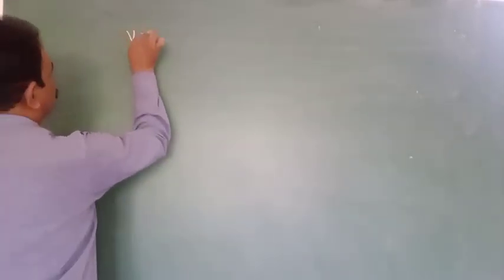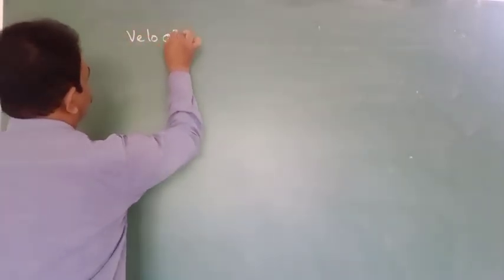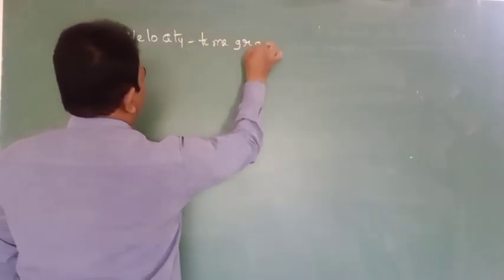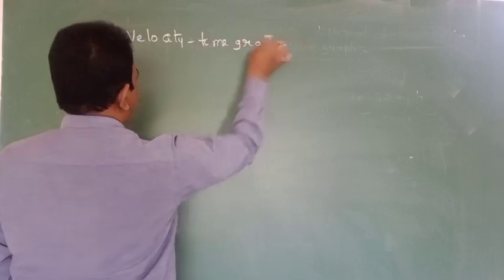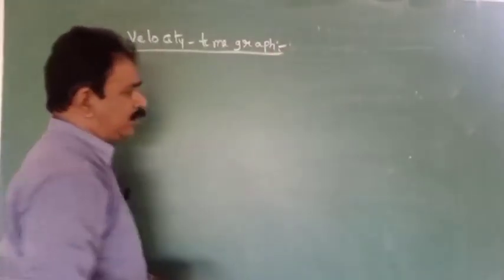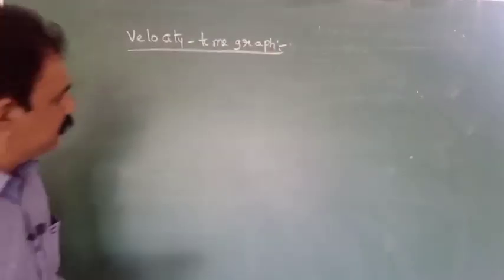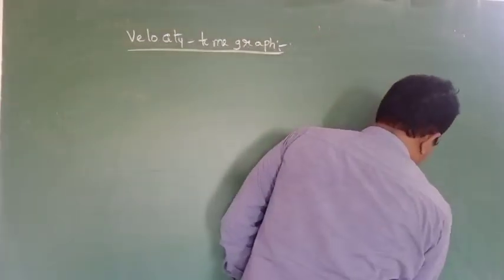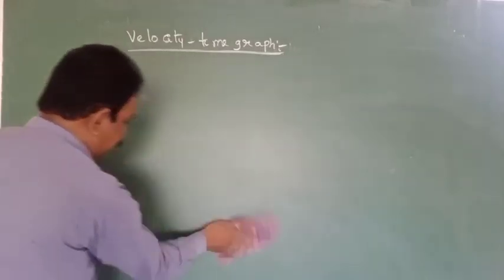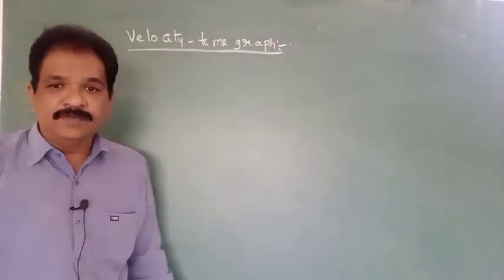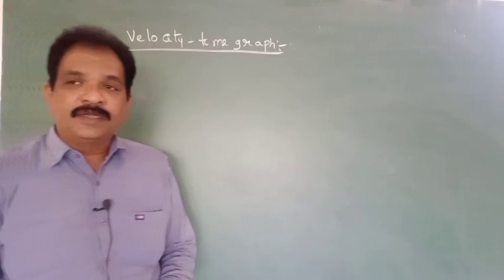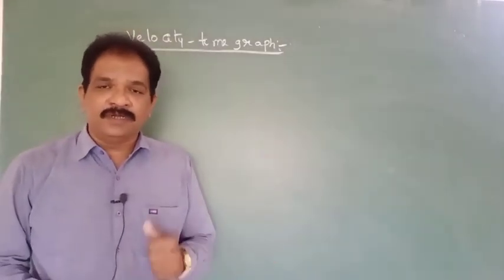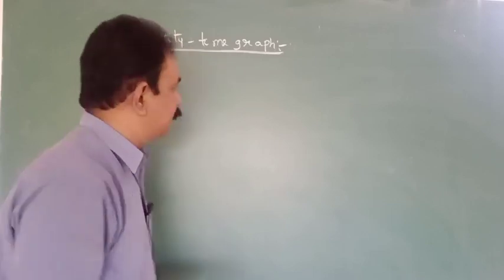Next, velocity time graph. How to write this one, how to define this one? If a graph is drawn by taking velocity values on the y-axis and time values on the x-axis, the graph is called a velocity time graph.